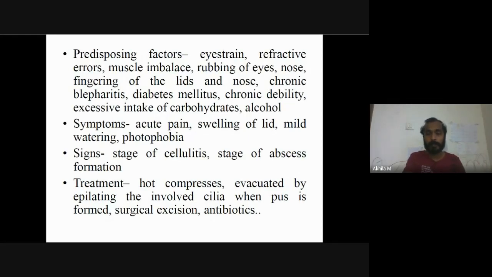Okay, when we come to the treatment part, with hot compresses we can relieve the swelling and some symptoms. Pain will be relieved with the hot compresses. Otherwise, when pus is formed at the lid margin related to the cilia, when we remove the cilia related to the infected glands, the pus will be discharged from the swelling.